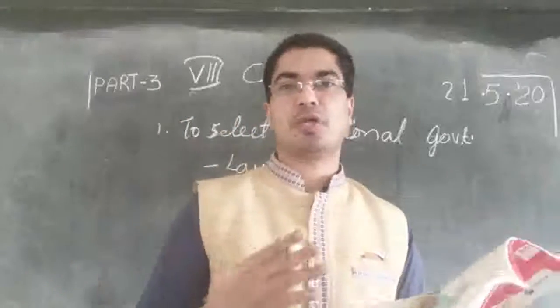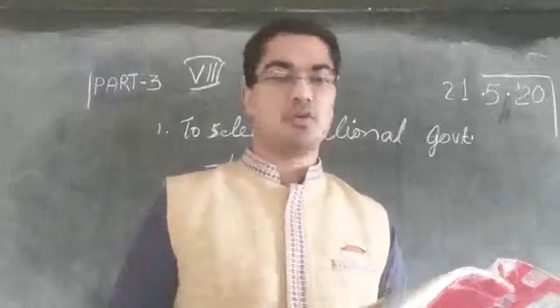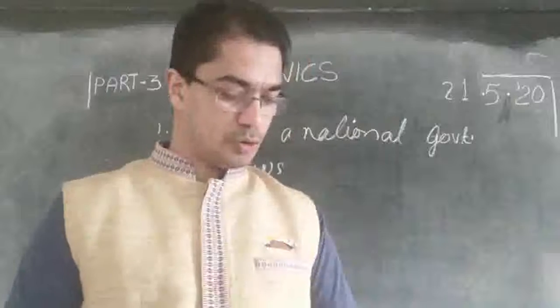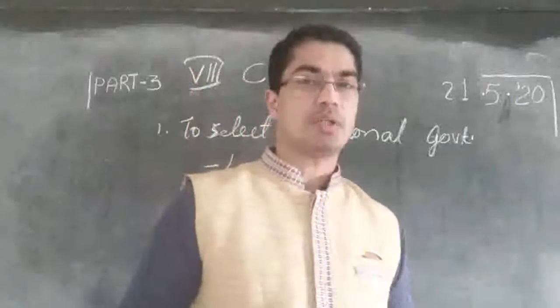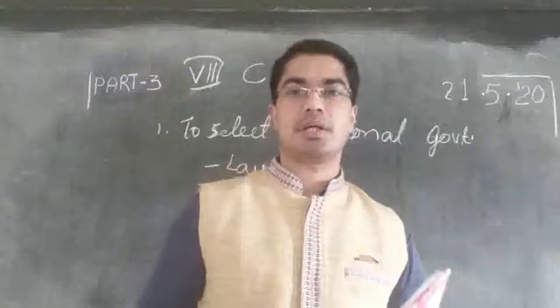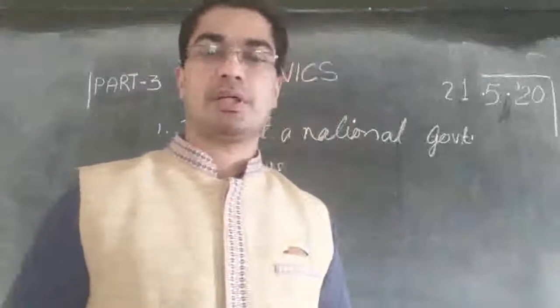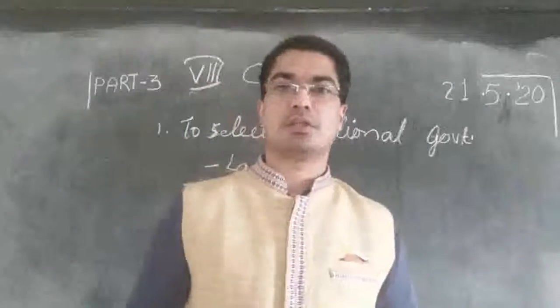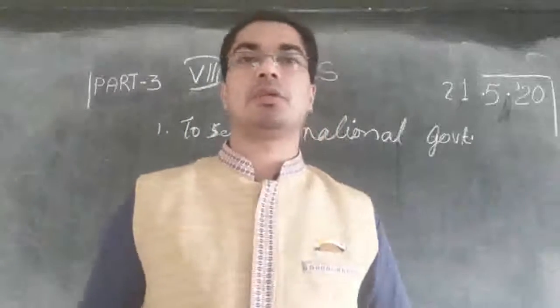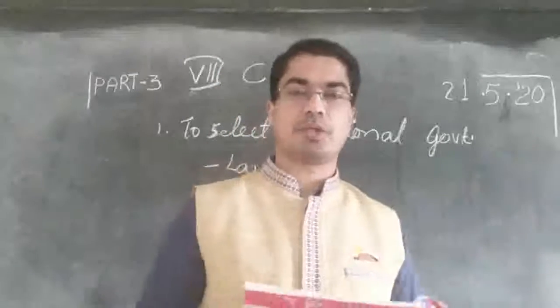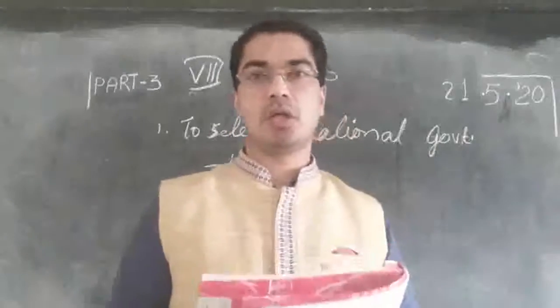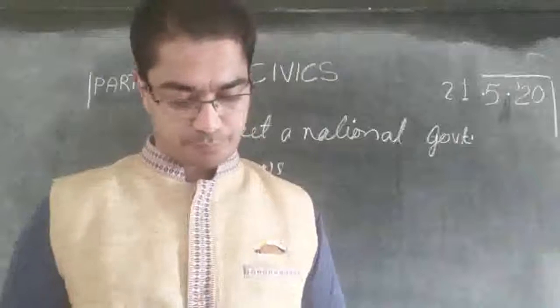Different parties join together, combine together and form the government. That is also another option. So coalition government or single party government. If a single party does not get enough seats, then they will join with some other parties and form the government together. That is called coalition government.